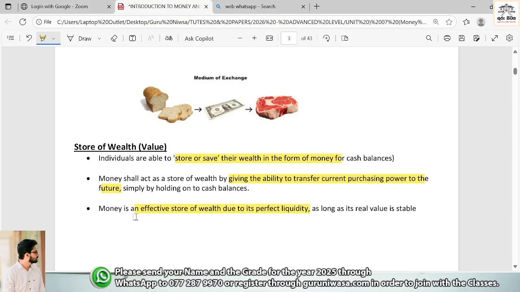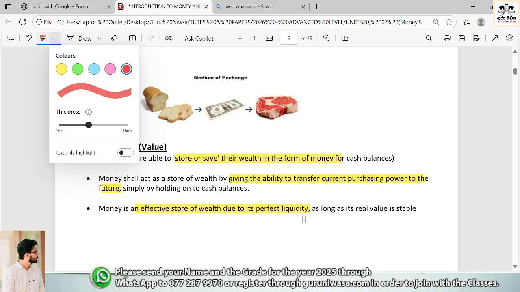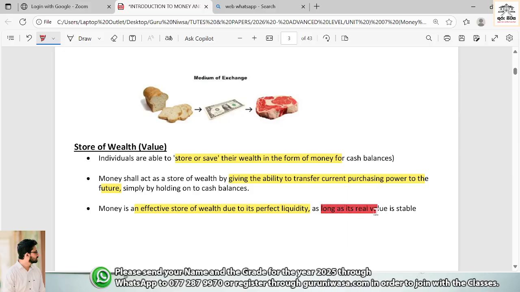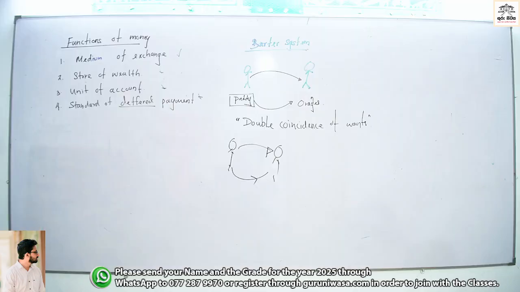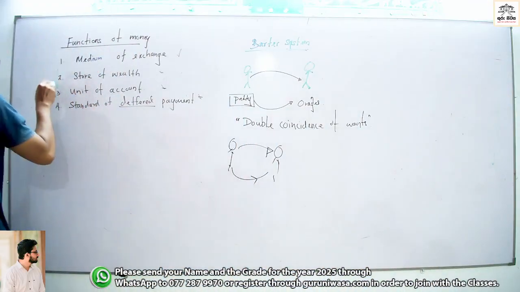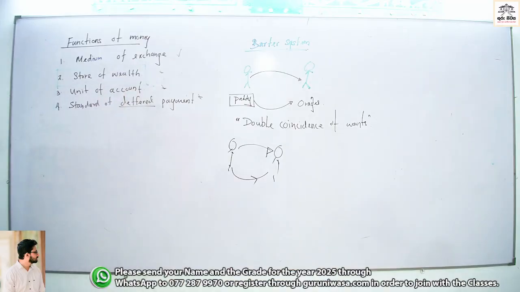Please highlight this, children. Money is an effective store of wealth due to perfect liquidity. There is a condition, children. What is the condition? I'll use red color. As long as its real value is stable. That is the case, children. Real value is stable. What is meant by real value? Anyone? Sitma? Sandil? Real value of money. No idea. Yes, people use money as a store of wealth as long as the real value of money remains unchanged. Give me one minute, children.